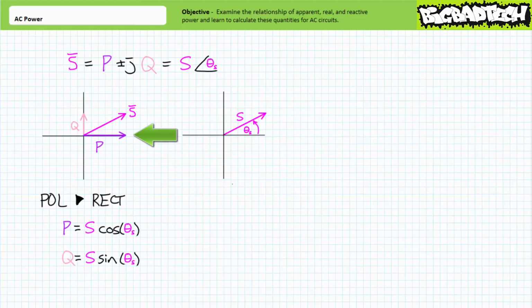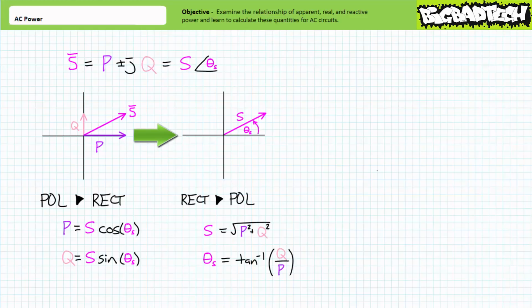Given the polar form of apparent power, one can determine the individual rectangular components. The real horizontal x component, in this case real power P in units of watts, is the apparent power magnitude S times the cosine of the apparent power angle, theta S. P equals S cosine theta S. The imaginary vertical y component, in this case reactive power Q in units of vars, is the apparent power magnitude S times the sine of the apparent power angle, theta S. Q equals S sine theta S.